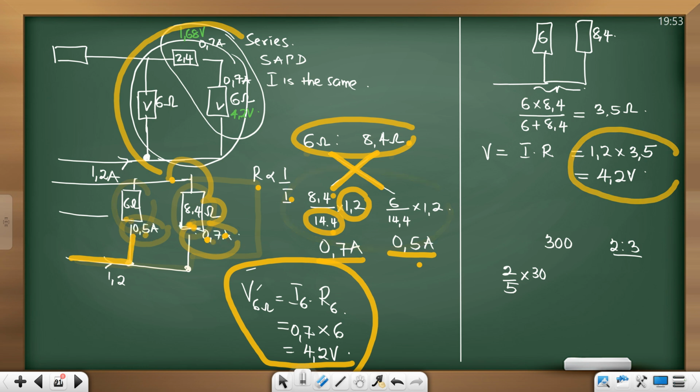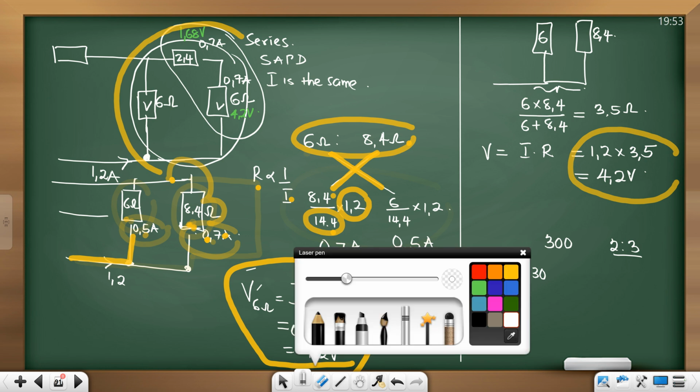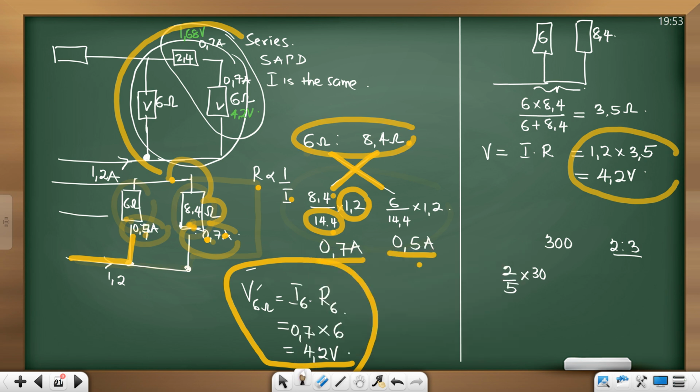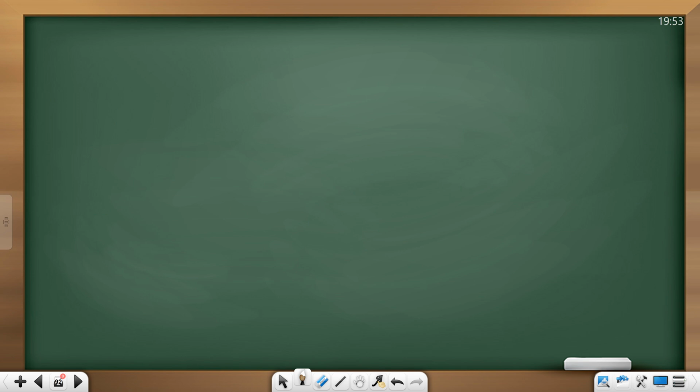This should change. The 6 ohms should have what? 0.7. While the 8.4 should have what? Yeah, that's why it was not making sense. 0.5. Let me fix it while you're here. So we said that was the error there. I wasn't feeling so good seeing that error.